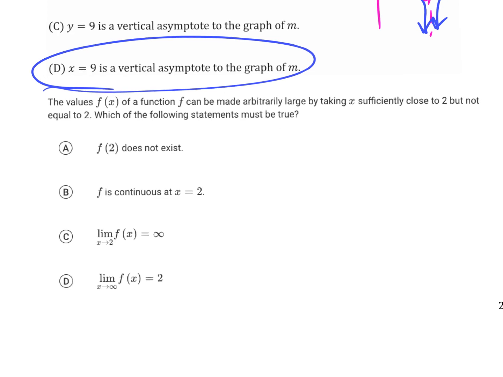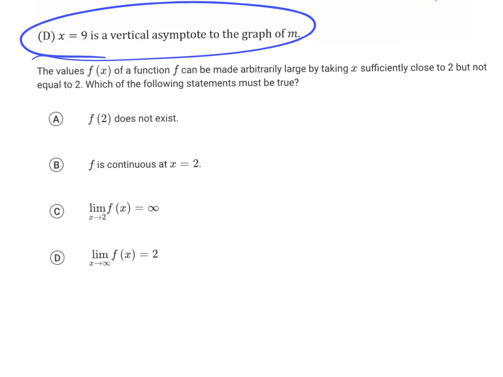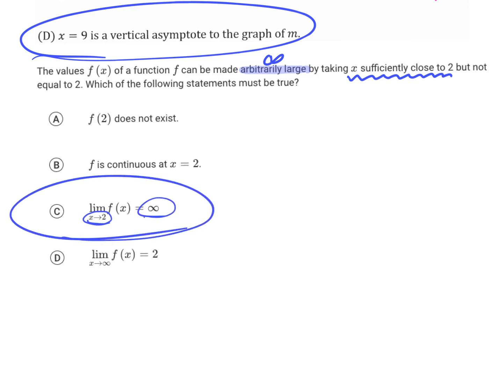Last one. Here we go. Can you translate these words to some calculus symbols? You guys, what does arbitrarily large mean? Infinity. Arbitrary because infinity is not an actual number. x is getting sufficiently close to 2. How do I show that with calculus? Yeah, my x is approaching 2, and my limit is approaching infinity. C it is. So we are done.